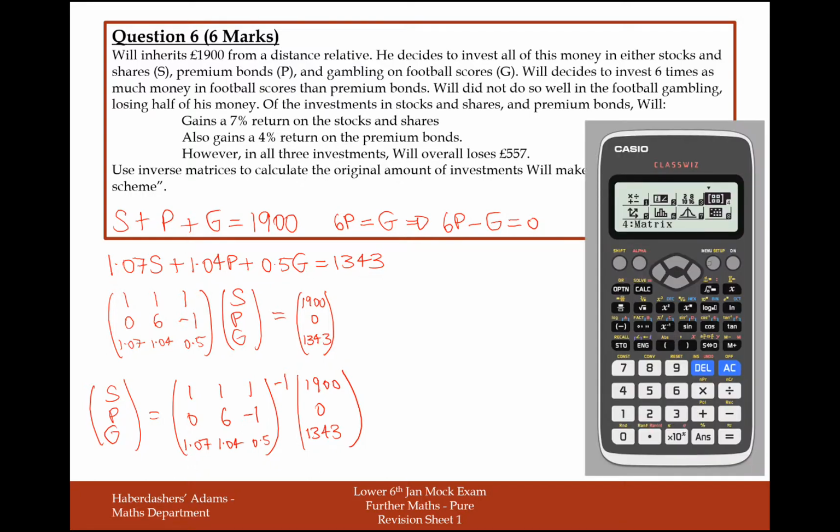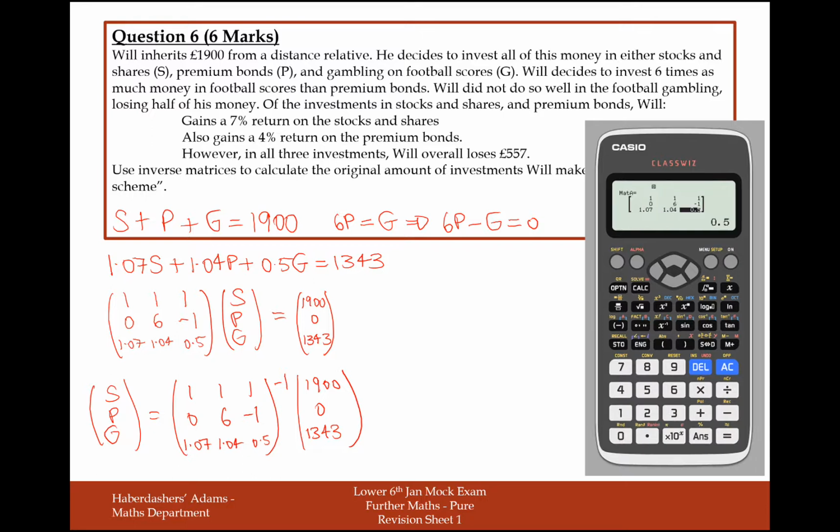First of all, select the menu option and then select option 4 for matrices. You then have to select the dimension of your matrix and it will be a 3 by 3. So click 3, enter, 3, enter. And then enter your values into your matrix. 1, 1, 1, 0, 6, -1, 1.07, 1.04, and 0.5.